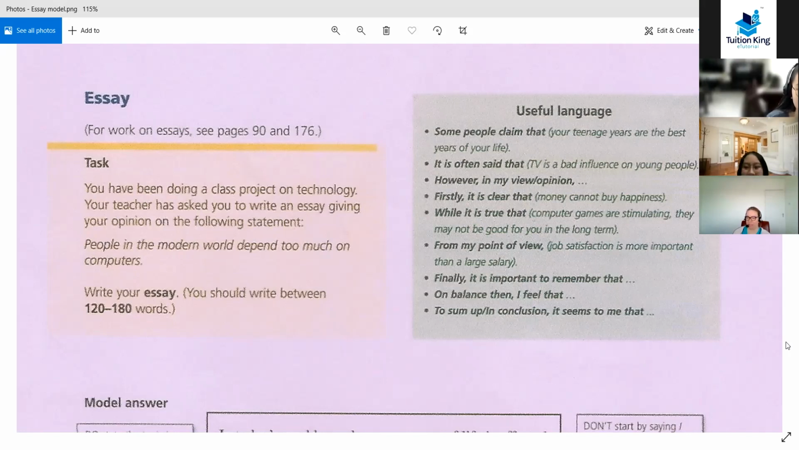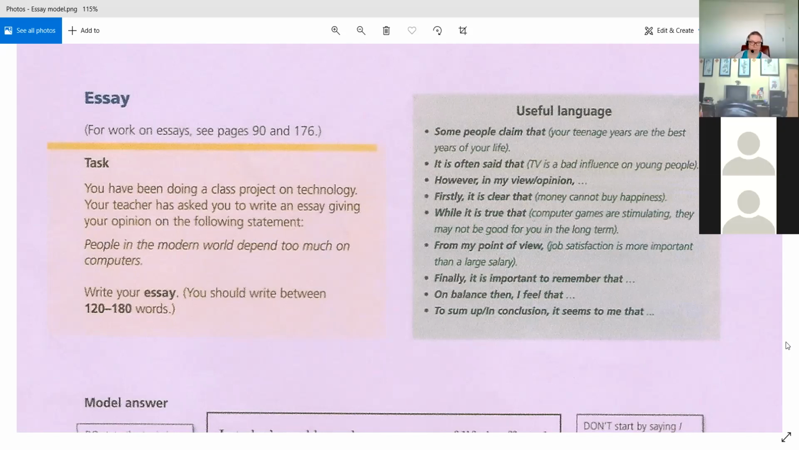Good. And Yasmin, do you agree? Yes, I agree. Why? Because I think from computer, we can get a lot of information and it's easy to get the information that we want to search on. Okay, very good. Excellent.